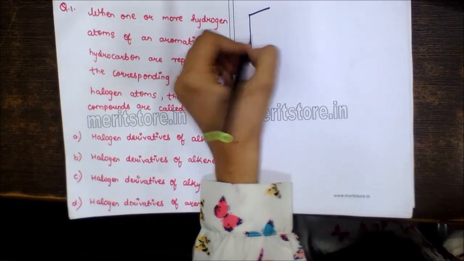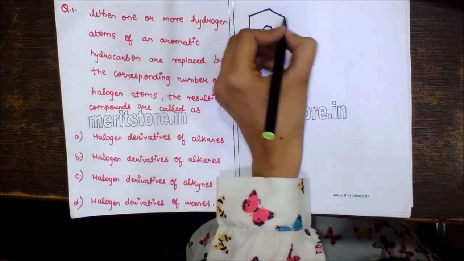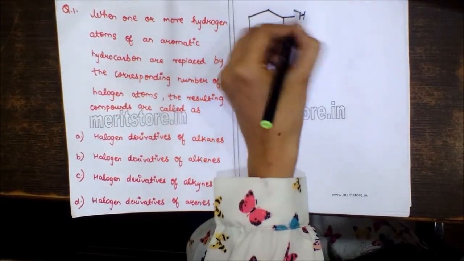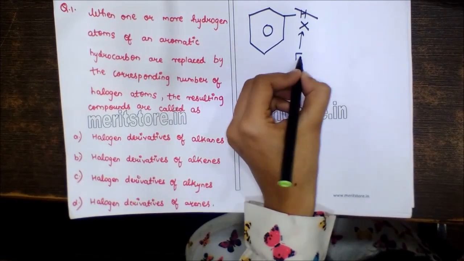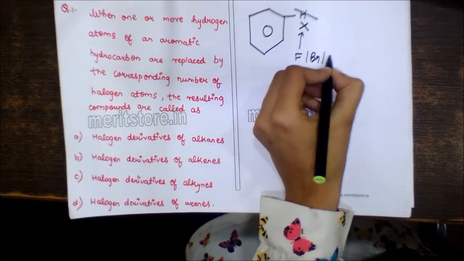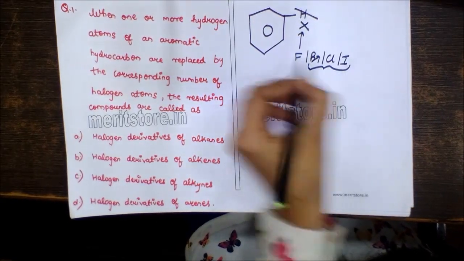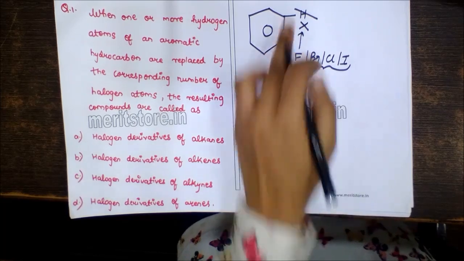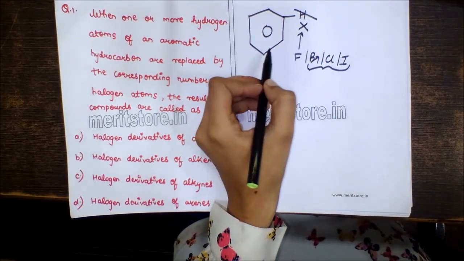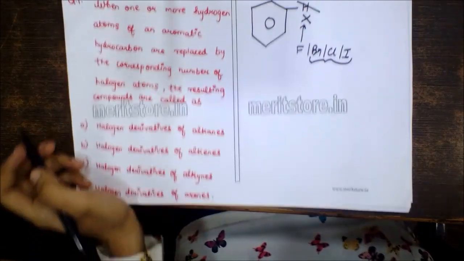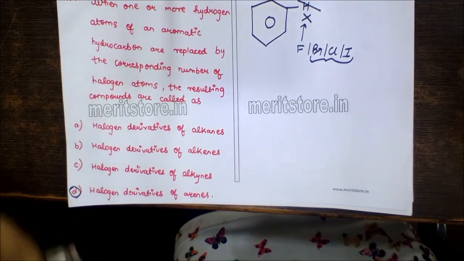So over here we'll first make any arene. Arene is a cyclic hydrocarbon. Let's say this is benzene. And over here, one hydrogen is replaced by any halogen. Halogen can be anything: fluorine, bromine, chlorine, iodine, but mostly these three are used as they are very reactive. So if one hydrogen is replaced by a halogen, this will be a derivative of an arene. So option D, halogen derivative of arene, is the correct answer.